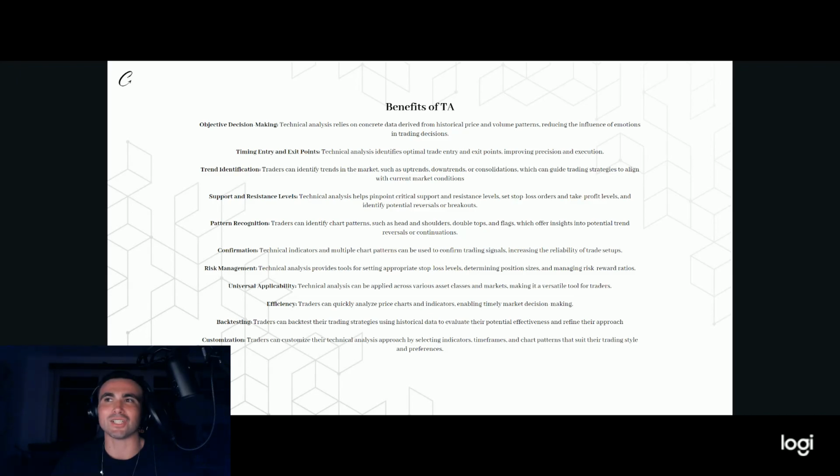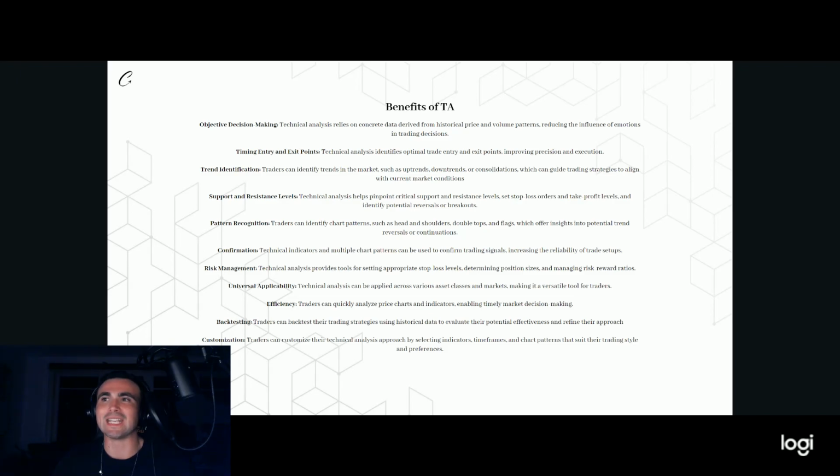Trade identification. Traders can identify trends in the market such as uptrends, downtrends, or consolidations, which can guide trading strategies to align with current market conditions. Support and resistance levels. Technical analysis helps pinpoint critical support and resistance levels, set stop loss orders and take profit levels, and identify potential reversals or breakouts.